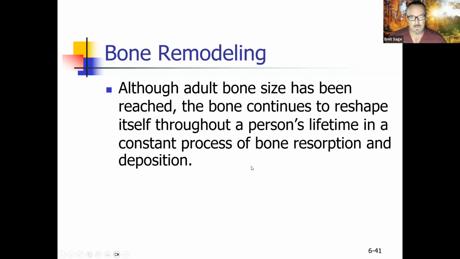Bone remodeling. Although adult bone size has been reached, the bone continues to reshape itself throughout a person's lifetime in a constant process of bone resorption, that's from the clasts, and deposition from the blasts. Now, this can be accelerated. New bone formation can be accelerated by rigorous exercise, especially impact exercise, jogging, sports like rugby, things like that. I don't want to play rugby at my age, but there are things that we can do to make our bones healthy. It's not just about eating calcium. It's about activity, stressful activity on the skeleton.